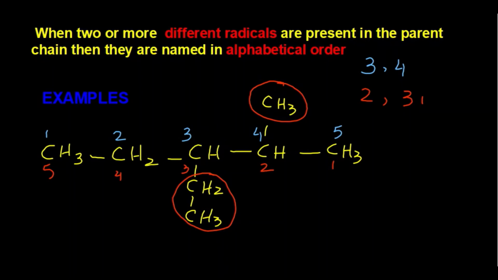So which are the lower numbers? 3, 4 or 2, 3? Obviously 2, 3, they are the lower numbers. So we will do the numbering from the right side. We do the numbering from this side to assign the lowest number to the alkyl radicals.